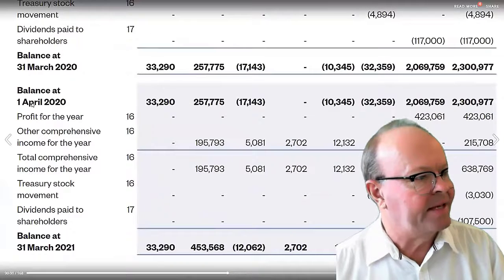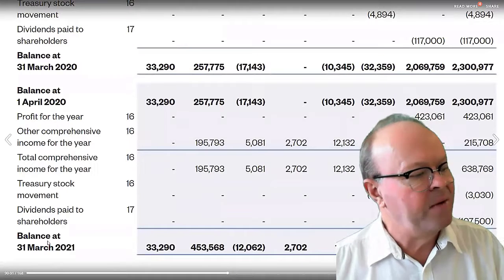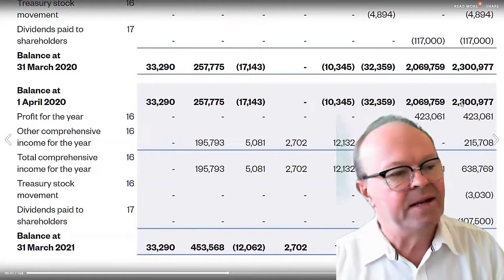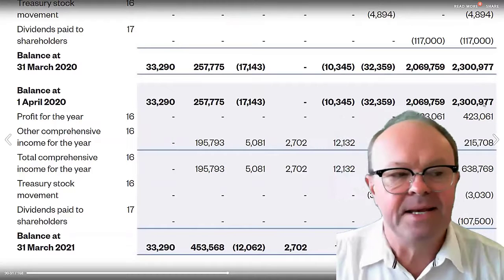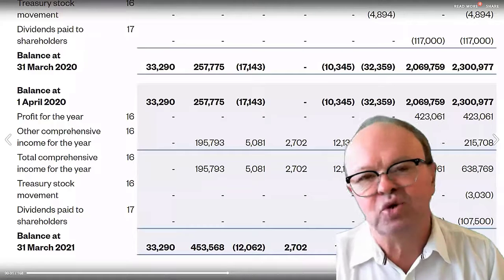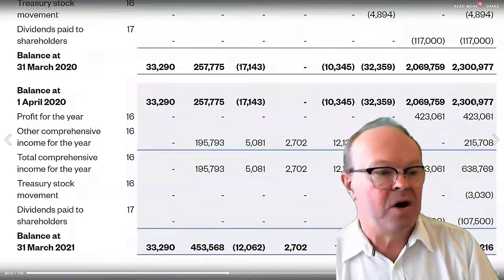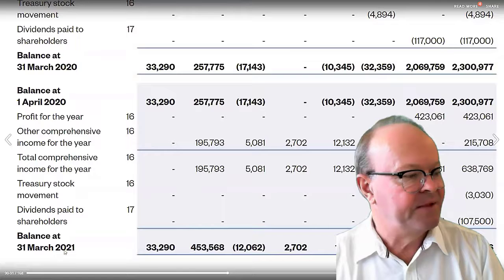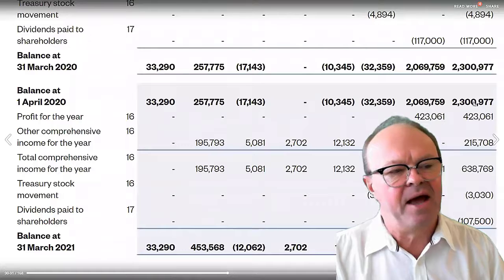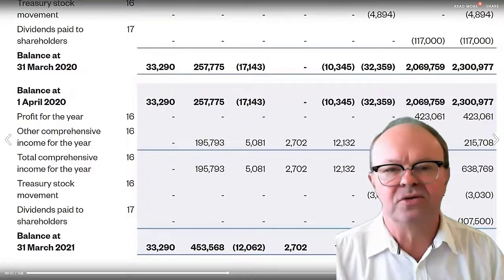Here we have the opening balance at the 1st of April 2020. That's the beginning of the year for the 2021 year. And then we have the closing balance at the 31st of March 2021. The opening balance is $2,300,977,000. And the closing balance is $2,829,216,000. So those two items are in the balance sheet, both for last year and this year. And what the statement of changes in equity shows is how the balance sheet equity item has changed from the 2.3 billion to the 2.8 billion.